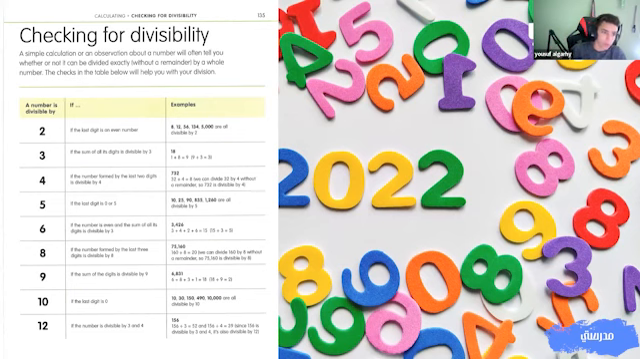Okay, so a number is divisible by 3 if the sum of all its digits is divisible by 3. All right, so can you guys tell me what 1 plus 8 is?